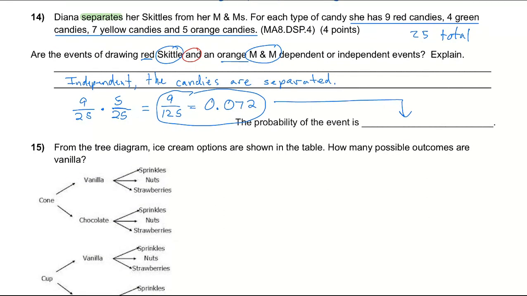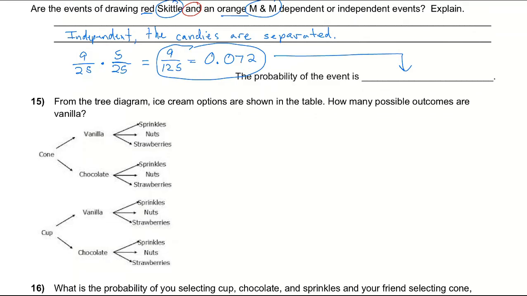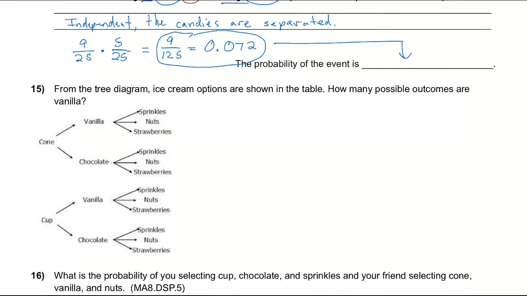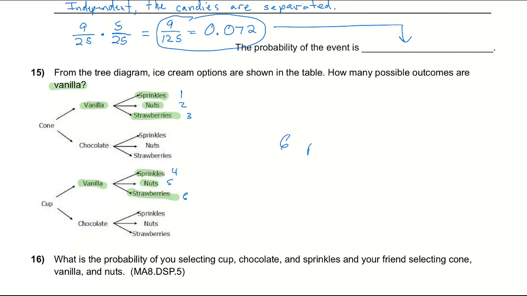Okay? Number 15, from the tree diagram, ice cream options are shown in the table. How many possible outcomes are vanilla? So we're looking for vanilla. So anytime I see vanilla, and you can underline it, I have a highlighter, obviously I'm using technology, but we've got a vanilla here, which means anything that comes after that counts. So we've got vanilla ice cream with sprinkles, vanilla ice cream with nuts, and vanilla ice cream with strawberries. We also have vanilla down here, so these 3 would count as well. Knowing that, 3, 4, 5, 6. So how many possible outcomes? 6 possible outcomes.